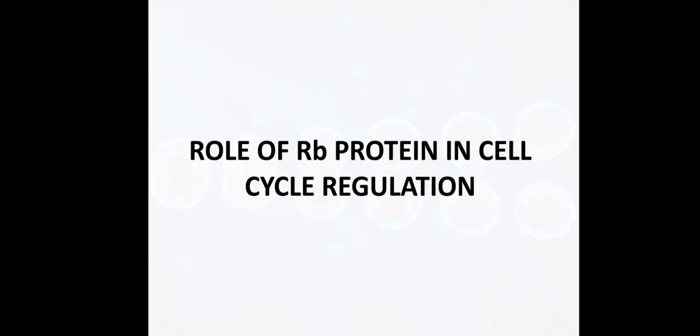In this session, you will be learning about what Rb protein is, which gene codes for Rb protein, what the function of Rb protein is, and how the product of the Rb1 gene regulates cell division. You will also learn what happens if the Rb gene is mutated or lost in the cell cycle, and what the significance of the Rb gene is in cell division. Let us go one by one.